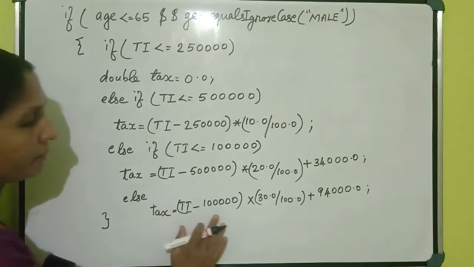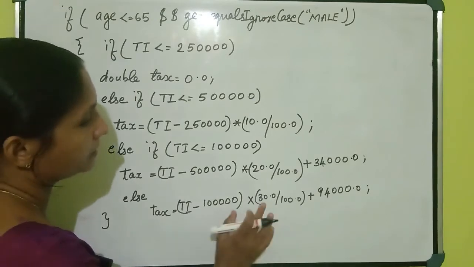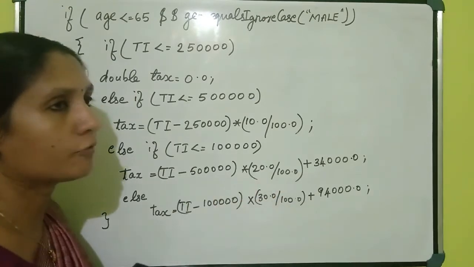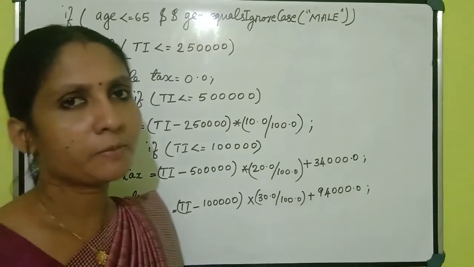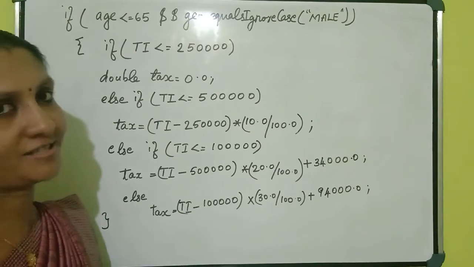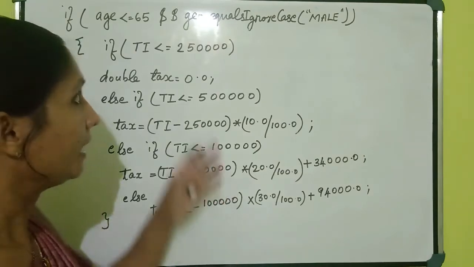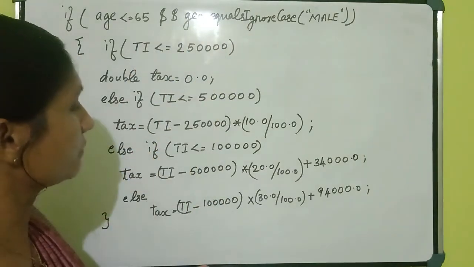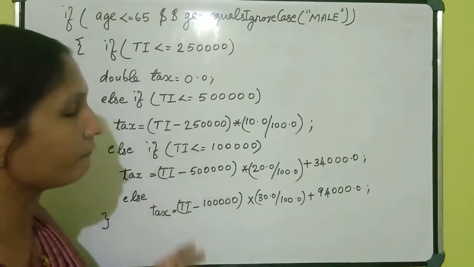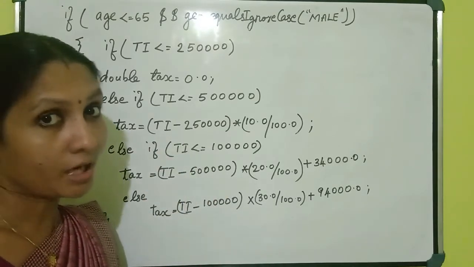Tax is equal to TI minus 10 lakh into 30%, means 30.0 divided by 100.0, plus 94,000.0. That means they mentioned that in the question also. You just write these calculations. I think you all understood this one. And if the condition is false, what will we give? Wrong category. Before that, we need to print all the values here for the output variables.